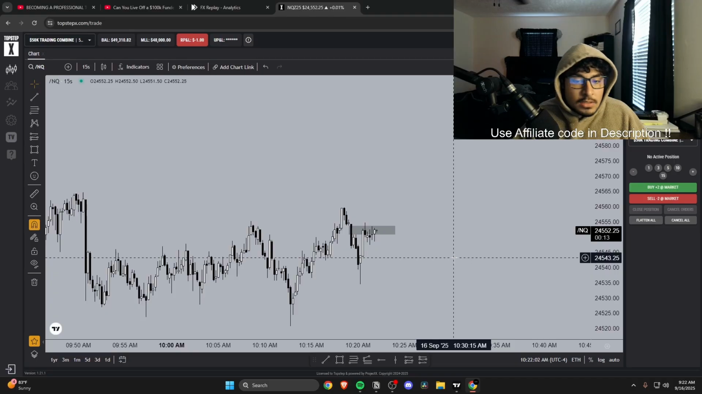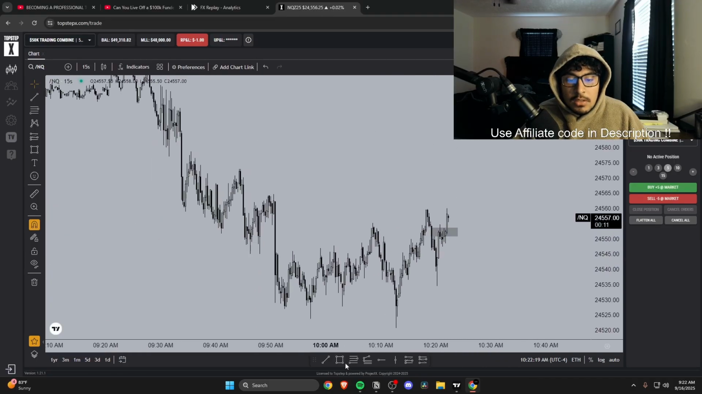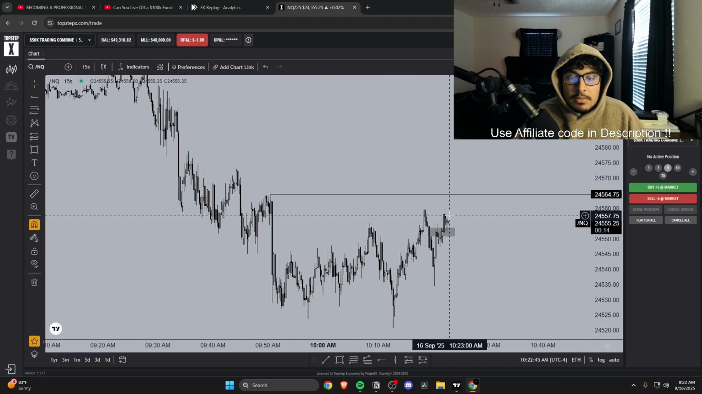Take another stab, honestly. Maybe to these highs. Yeah, take it out. Not worth it. Not worth that draw on liquidity. Maybe this one right here, unless we have a strong closure off this bounce and balance, close back up.